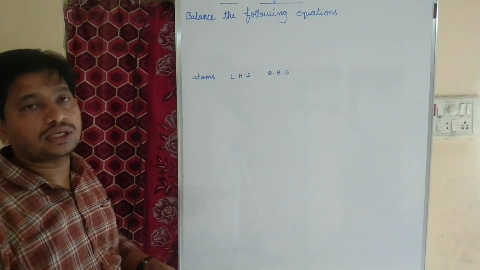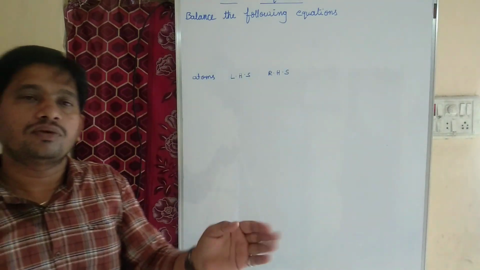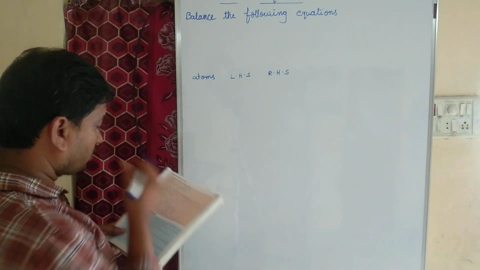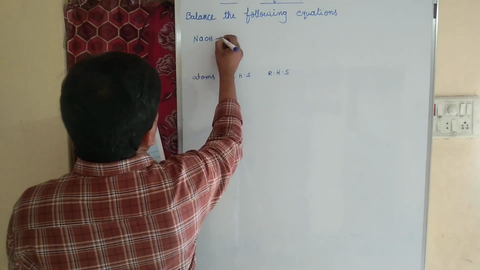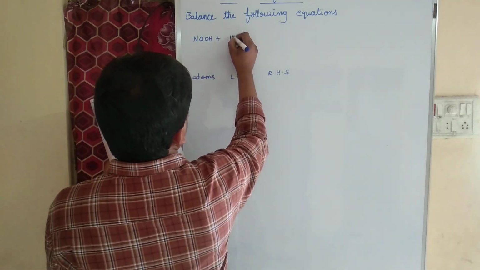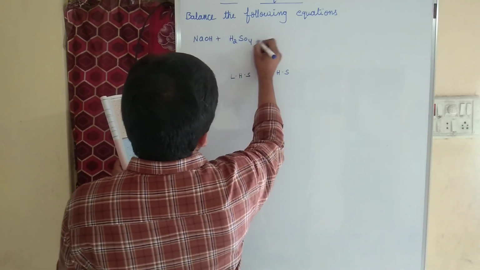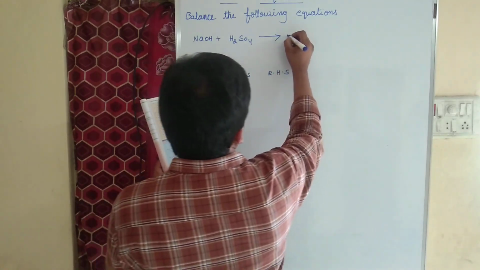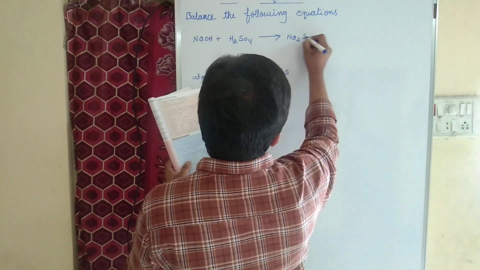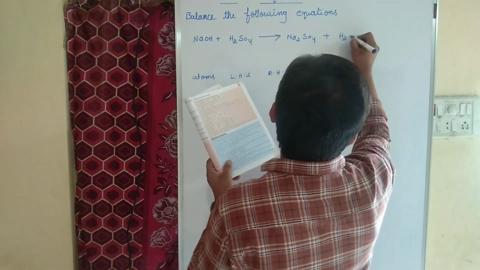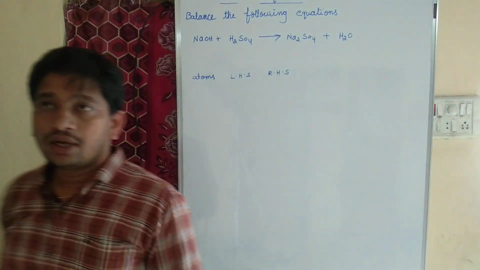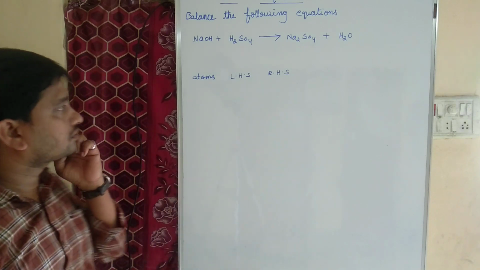You need to get the concept. Whatever the chemical equation, let them give, we can do it easily. Okay. One more thing. Sodium hydroxide NaOH plus H2SO4 gives rise to sodium sulfate Na2SO4 plus water H2O. Right? Let us balance this chemical equation.